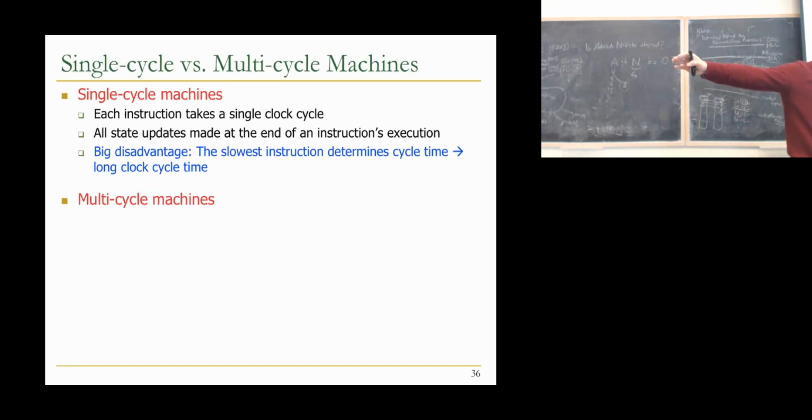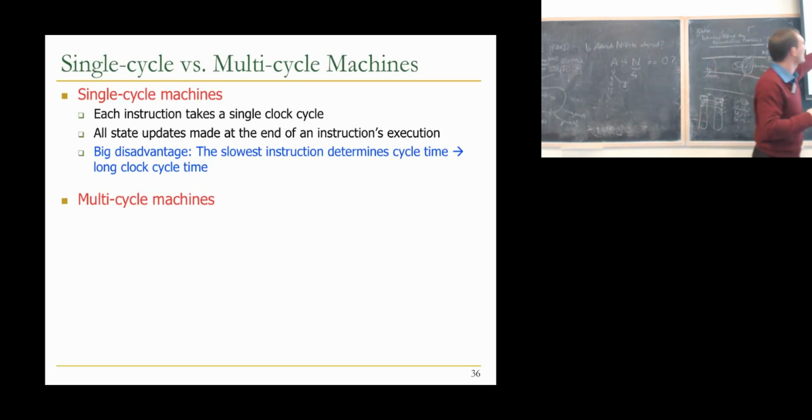Do we want the clock cycle to be determined by the divide? Probably not a good idea, right? But in a single cycle machine, you have no choice because you want to implement everything in a single cycle. Every instruction executes in a single cycle, which means that the longest instruction determines your clock cycle time.